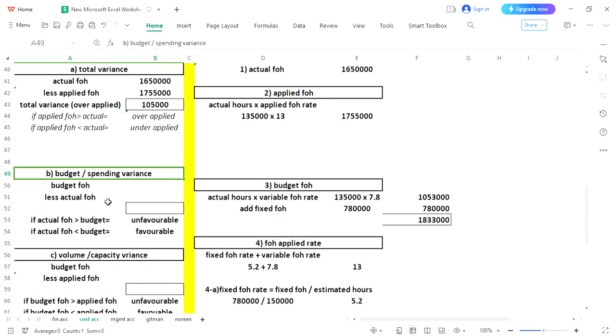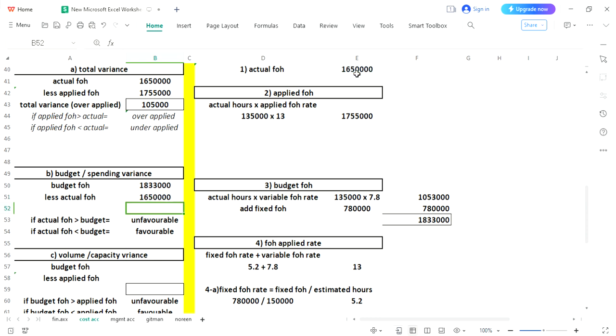What we need is budget FH, and here you can see everything is ready-made for us now. Budget FH is calculated over here by adding fixed FH to the first answer. So your budget FH is 18,33,000. You need to write this budget FH, 18,33,000, in front of budget, and then you need to have actual FH. Look at here, the first amount which you have taken from the book is 16,50,000. You need to put the same actual FH, 16,50,000, over here.